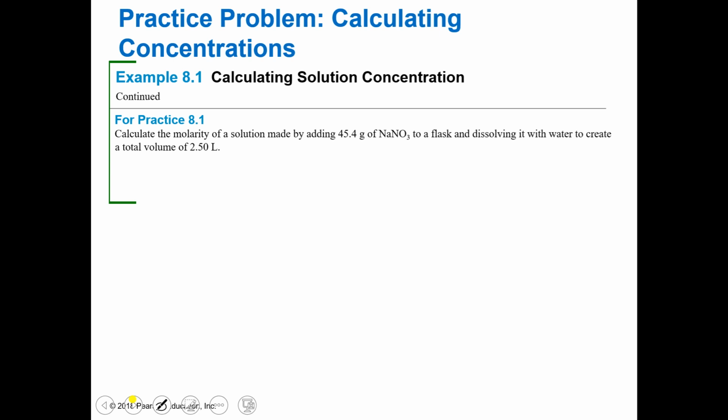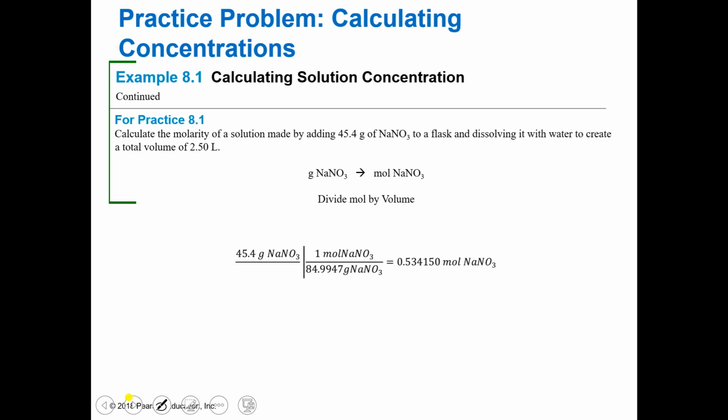So here's another example. It says to calculate the molarity of a solution by adding 45.4 grams of sodium nitrate to a flask and then dissolving it with water to create a total volume of 2.5 liters. So our first step here is going to convert again the grams of sodium nitrate to moles of sodium nitrate, and we're going to do that using molar mass. And then we're just going to divide the moles by the volume. Same setup. So here we have the grams converted to moles. I simply took the molar mass of sodium nitrate and I divided it into the grams that were given. And then we're going to take those moles and just plug them in to there and use the volume given to find the final molarity.